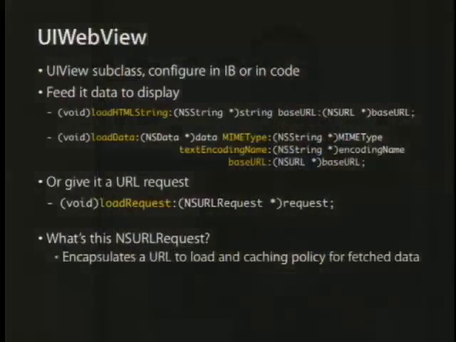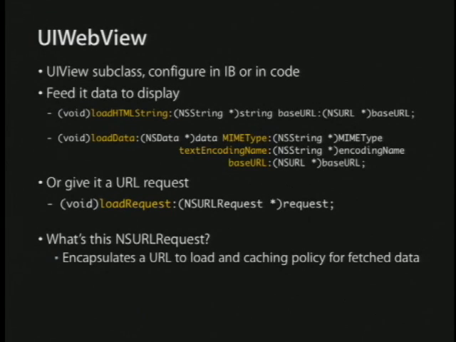OK, so let's look at UIWebView. It's a subclass of UIView, so you use it like every other UIView you've included in your app so far. The three ways that we've talked about for feeding it data: the first is loadHTMLString, where you give it a formatted HTML string and a base URL, which you can pass in nil if your HTML is complete. You can give it loadData. So in the PDF example, you could feed it the NSData that corresponds to the PDF on disk, and you give it the MIME type for the PDF.